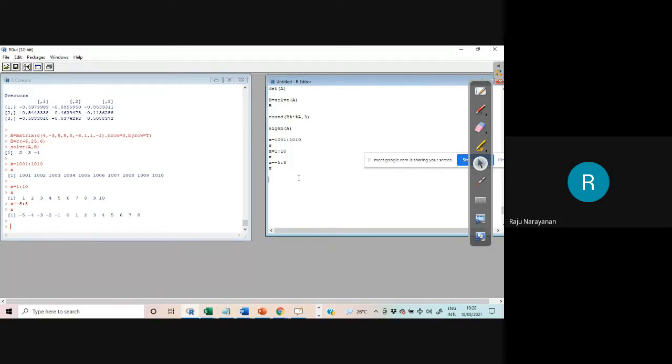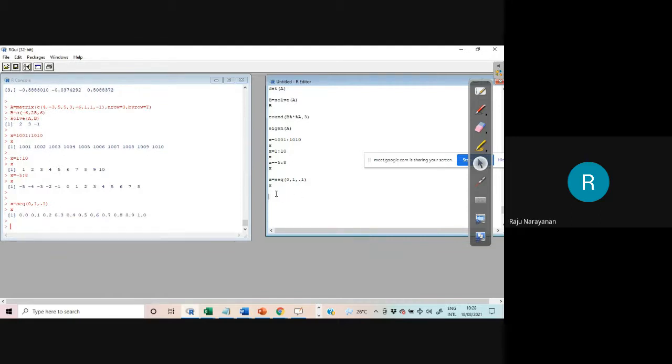And it need not be consecutive integers. X is equal to sequence 0 to 1 at an increment of 0.1. Starting value 0, ending value 1. An increment of 0.1 means what? It is an arithmetic progression. What are we expecting? 0, 0.1, 0.2, 0.3, etc. up to 1.